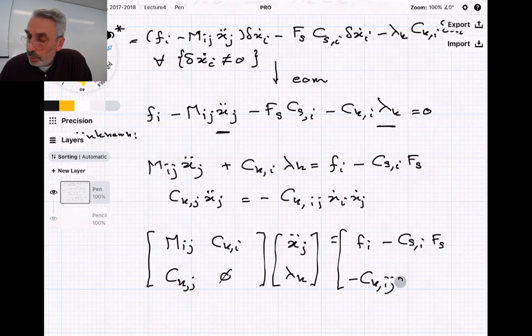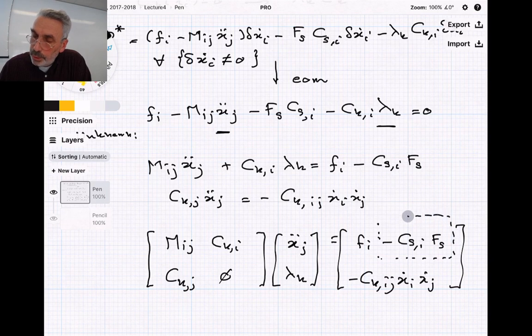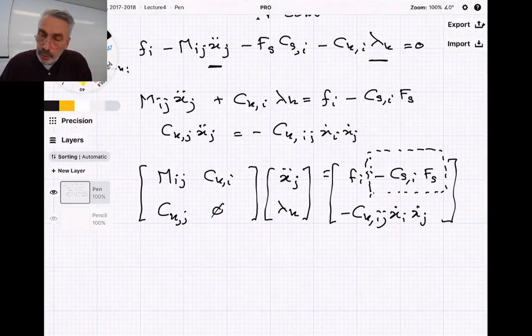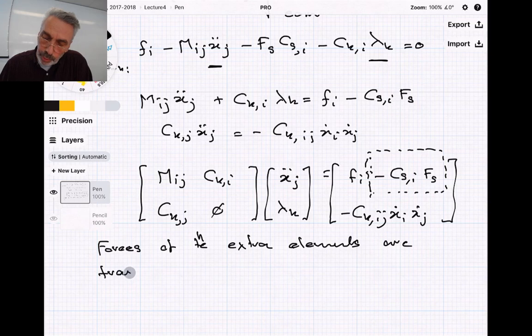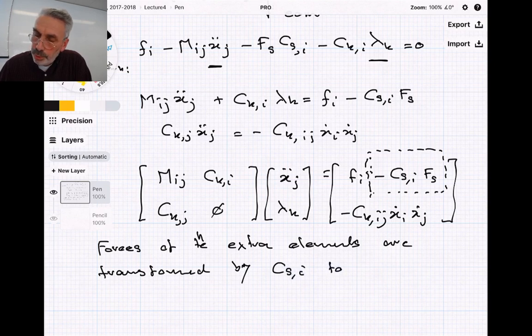Now if we compare this to our result from last week, then the only difference we get is this part, right? So this part is where the passive and active elements pop up. And so the forces of the extra elements are transformed by Cs,i to the CM forces. So Fs. So we have element forces.